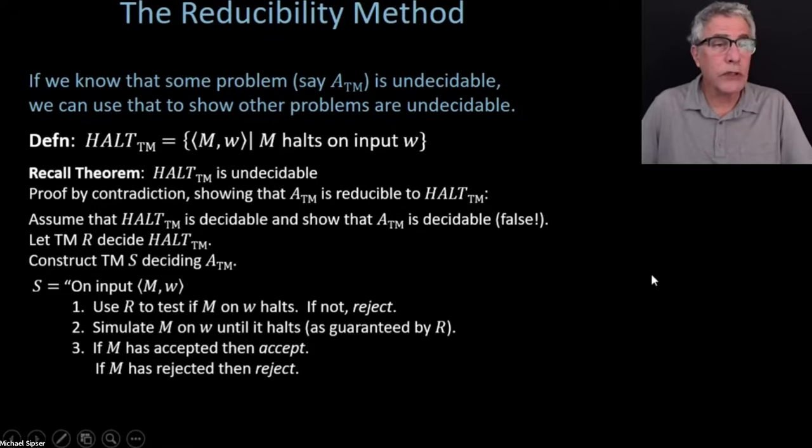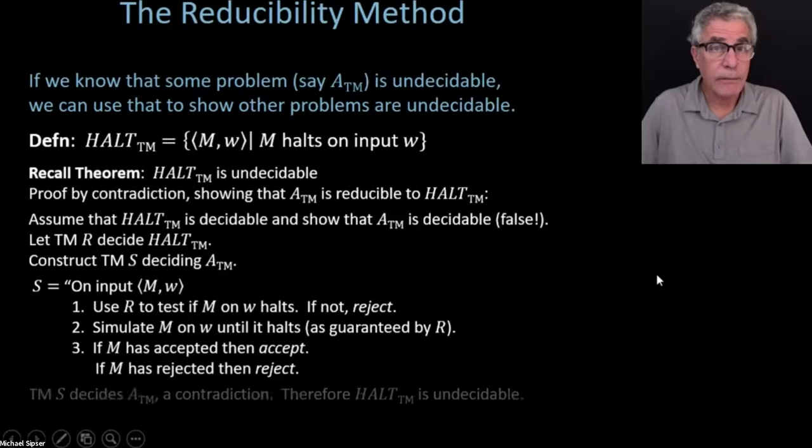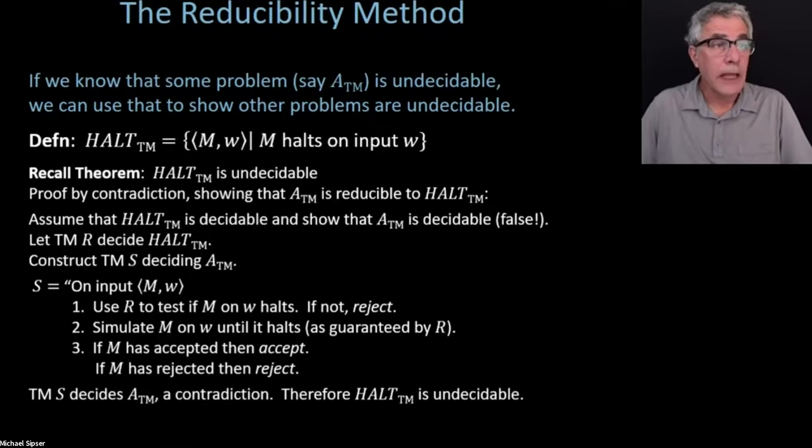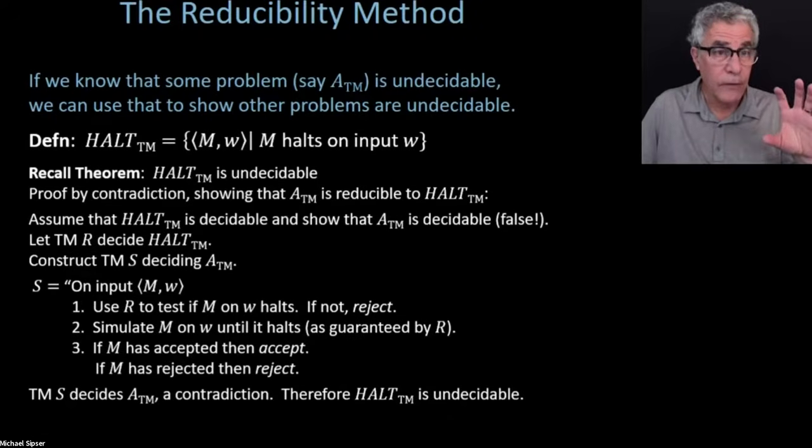So we're using the Halt TM decider to decide ATM. That's the name of the game here, okay? And that's a contradiction, and so therefore our assumption that Halt TM was decidable had to be false, so it's undecidable, okay? Important to understand this, because this is sort of the prototype for all of the other undecidability proofs that we're going to do going forward.